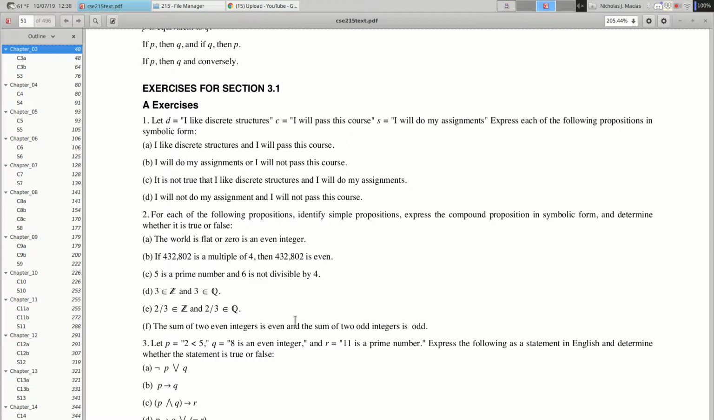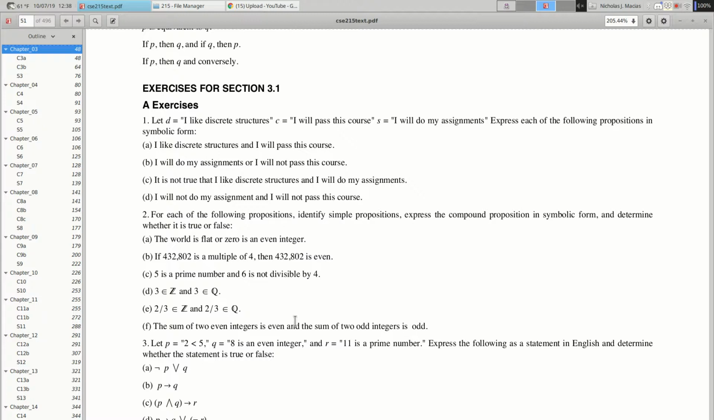So let's look at A. The world is flat or 0 is an even integer. Is that a proposition? Right? It's a declarative statement. It has a truth value. Yes. It says the world is flat or 0 is an even integer. But it's a complex proposition that actually contains smaller, simpler propositions put together in some sort of logical way. So we could break that up into smaller propositions.